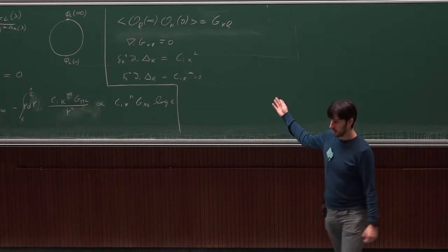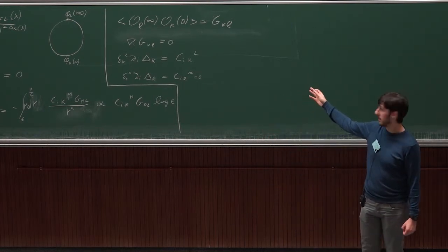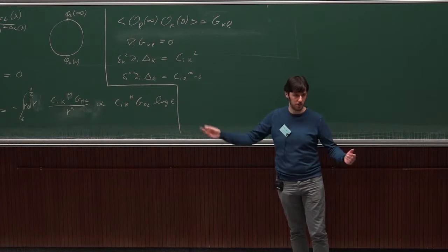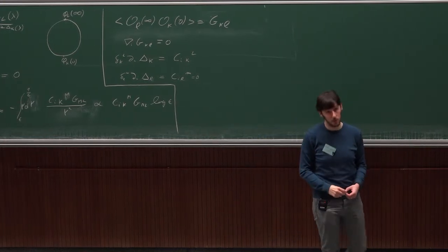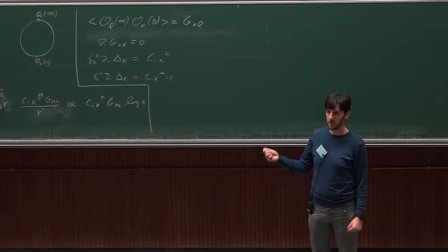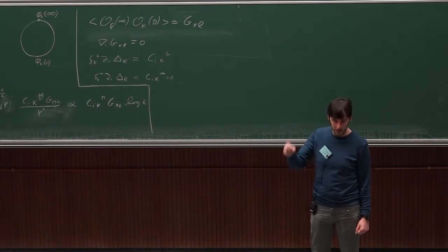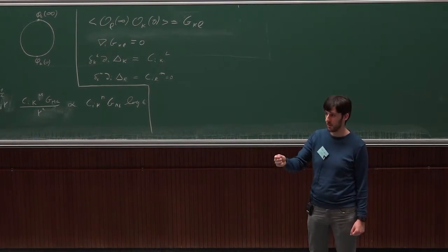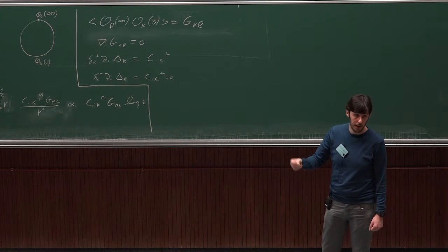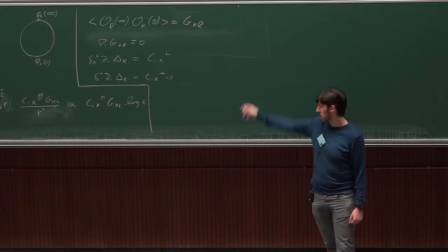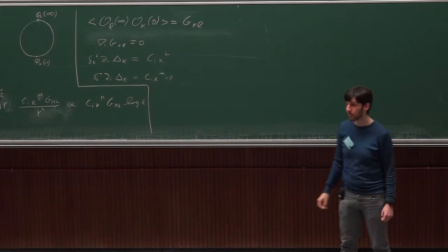A case that should be very familiar to you where this does not happen is lambda phi to the fourth around the free theory in 4 dimensions. Phi to the fourth is marginal at the free point. As soon as you deform the theory by itself, it acquires an anomalous dimension. And you will be able to see it in this way.